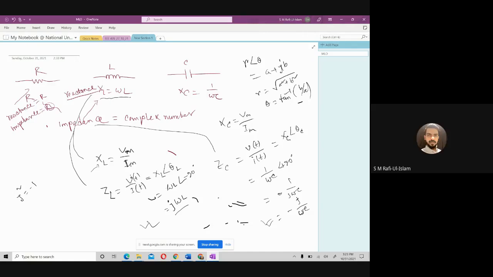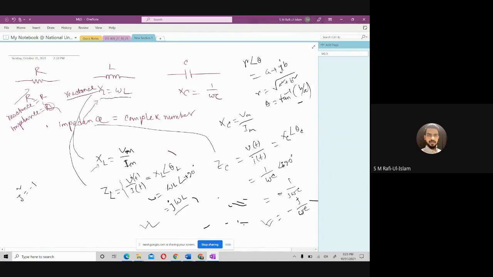Okay, you check this question. When I have written this, I have written ZL equal to V divided by I, right? I think I made a mistake. So this one would be plus 90 and this one would be minus 90.